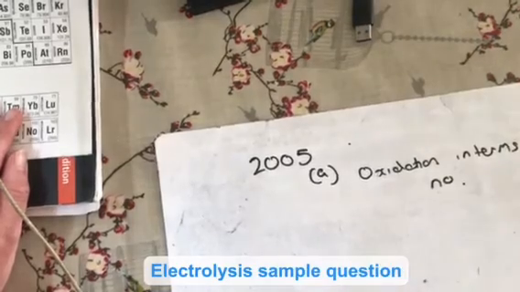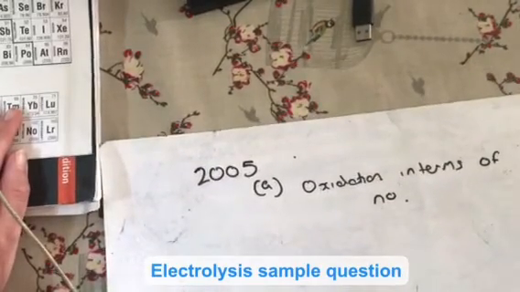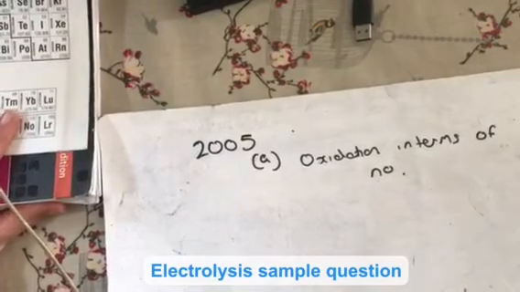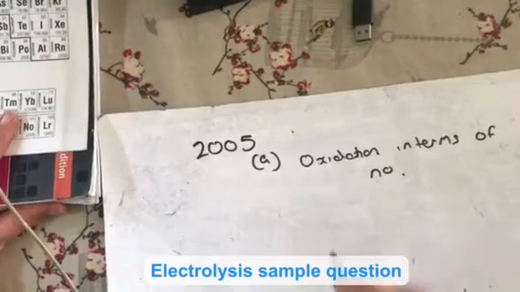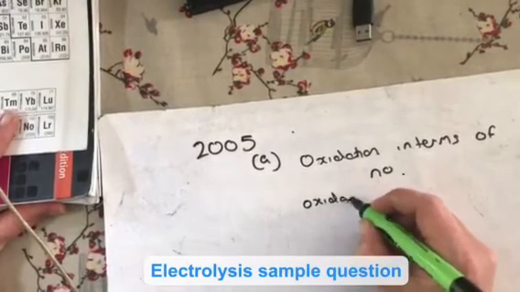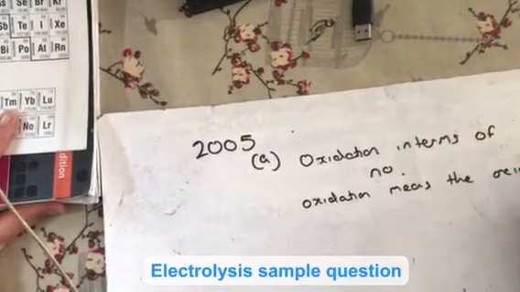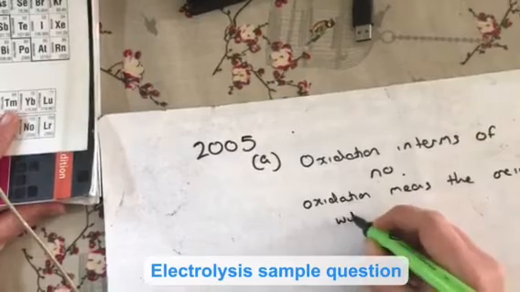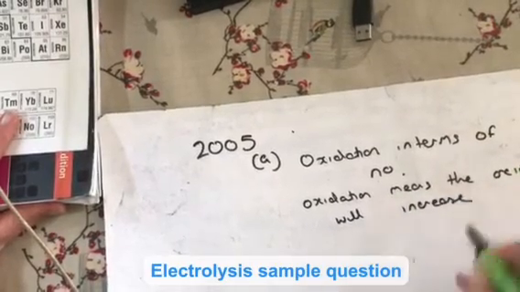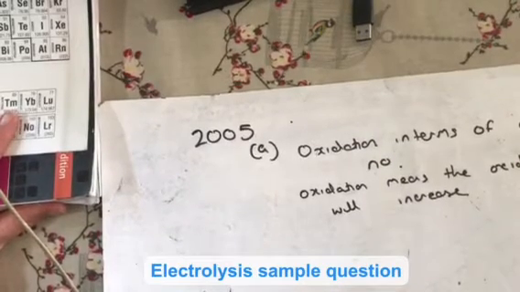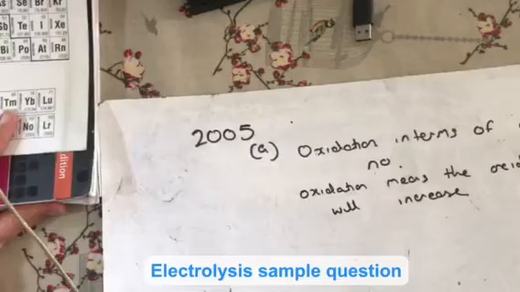Now if they said in terms of electron loss or gain, girls, you would say oxidation is the loss of electrons, reduction is the gain of electrons. But they haven't asked you that. They've asked you in terms of oxidation number. So oxidation means the oxidation number will increase. Does that make sense? Okay, so oxidation means the oxidation number will increase. Reduction means the oxidation number will decrease, and reduction obviously would be the gain of electrons. So there are two different ways that they can ask you about oxidation and reduction in terms of definitions.